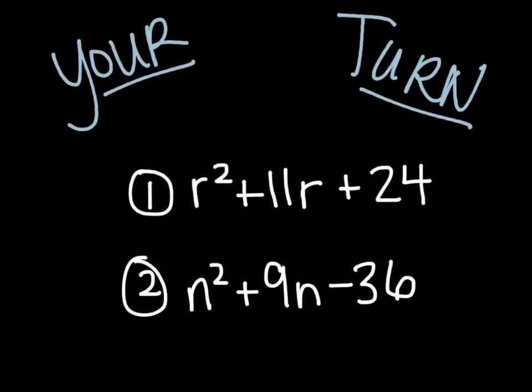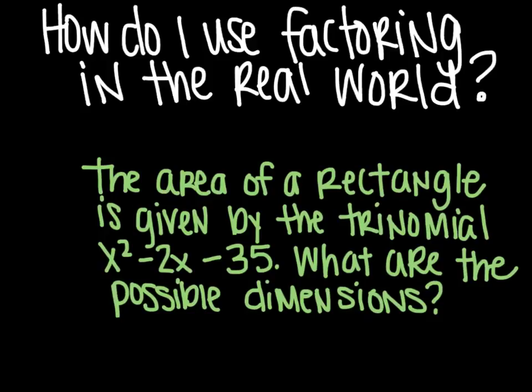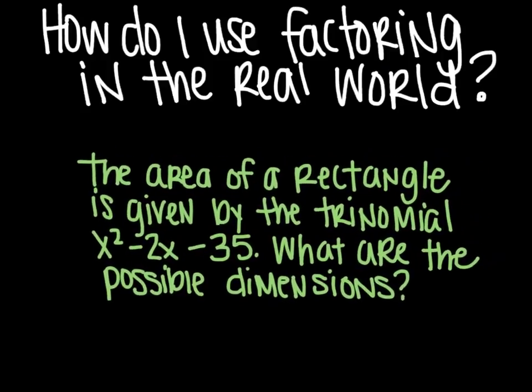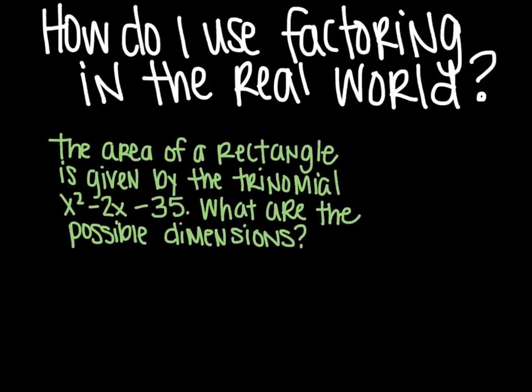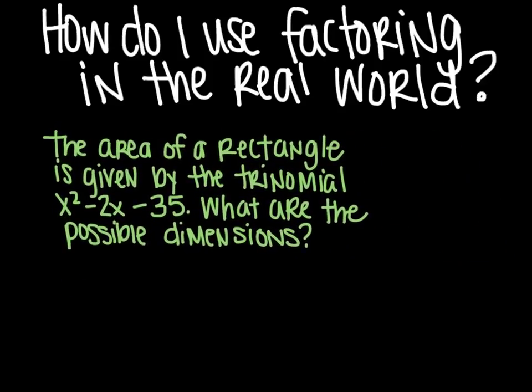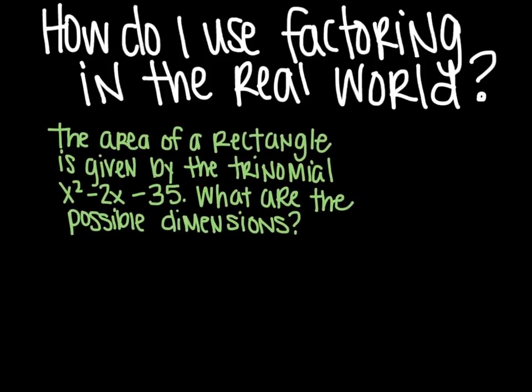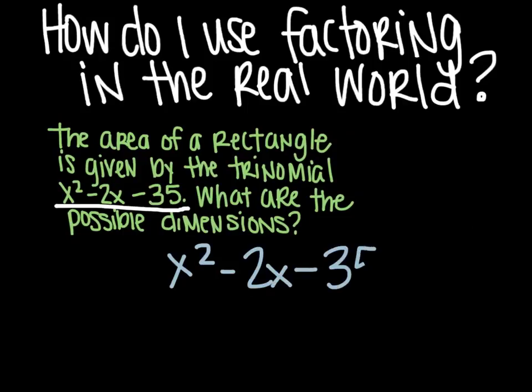Next question is, how do I use factoring in the real world? Here we have a problem. The area of a rectangle is given by the trinomial x squared minus 2x minus 35. So what are the possible dimensions? In the past, we have found the area of a rectangle given the length and the width, but this time we are going to find what the sides could be. So using that trinomial, we are going to find the factors of x squared minus 2x minus 35.